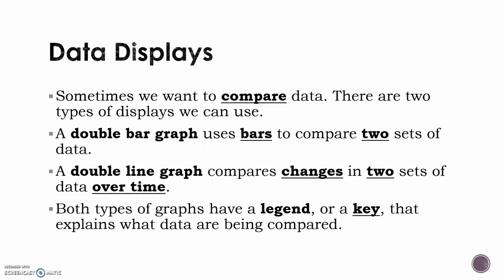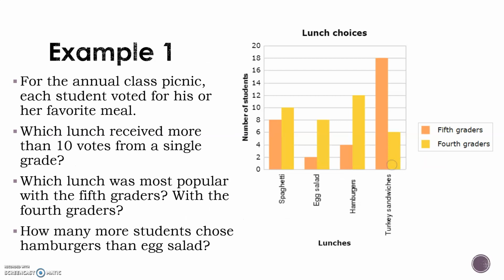All right. So sometimes we want to compare data, and there's going to be two types of displays that we can use. Today we're going to look at a double bar graph, and this uses bars to compare two sets of data, kind of similar to what we did with the histogram. Then we have a double line graph, and that's going to compare changes in two sets of data over time. And both of these graphs are going to have a legend or a key that explains what data are being compared.